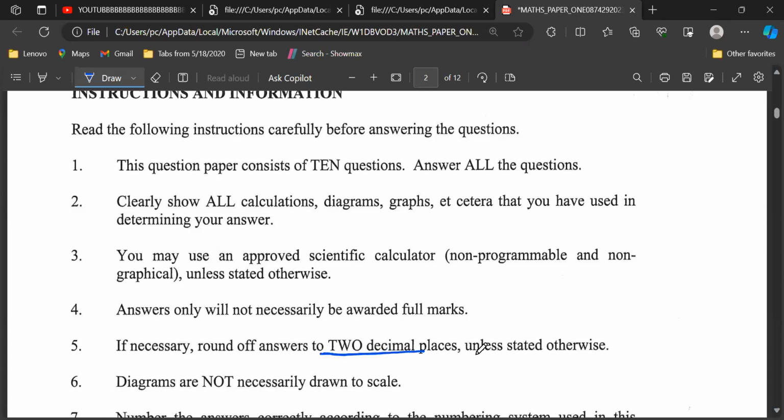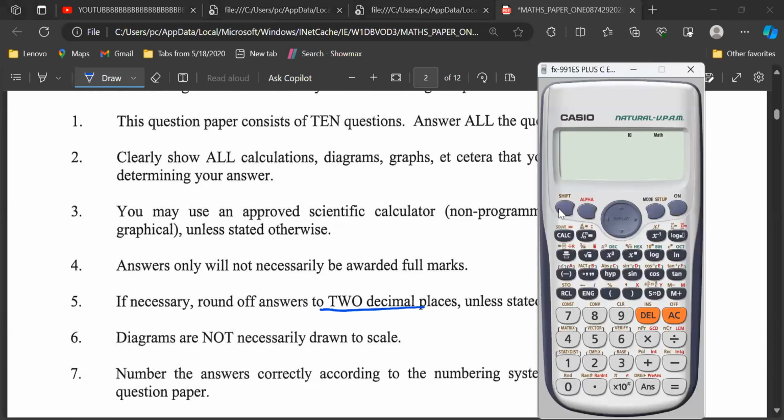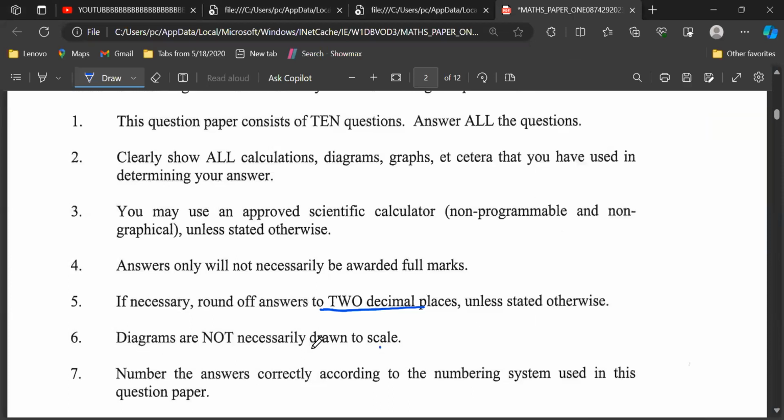So we're always going to be rounding off our answers to 2 decimal places, meaning let's do that by now. Let's go to our calculator and say shift fix, and then we say 6, and then we press 2 decimal places. Okay, diagrams are not necessarily drawn to scale.